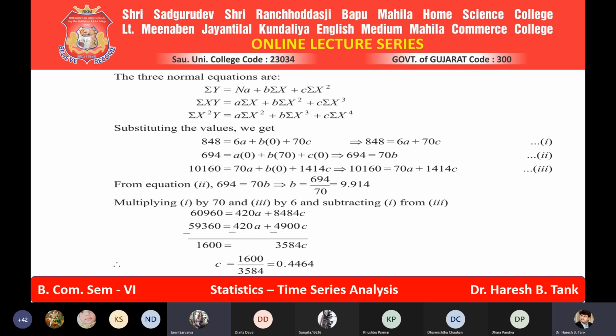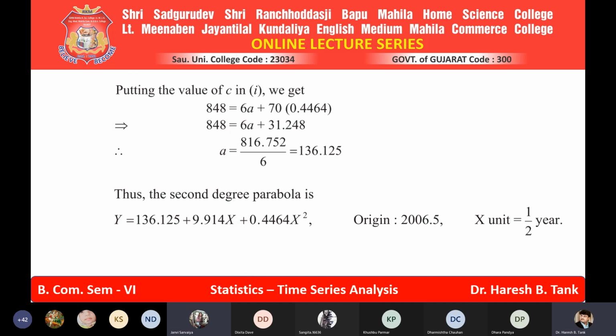136.13. 136.125, or you can say 136.13, that is all fine. Once you get the value of C, if you just substitute it in any one of those two equations, you will get the value of A. 136.125, that is all fine, because the precision should be up to at least 2 to 3 digits.